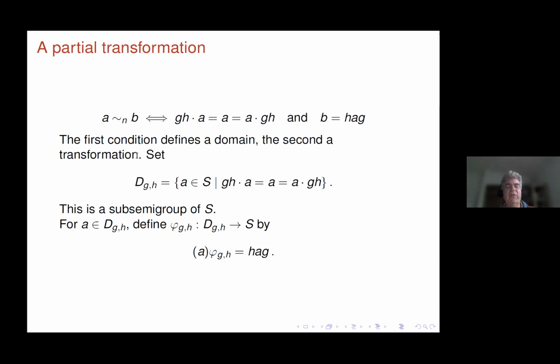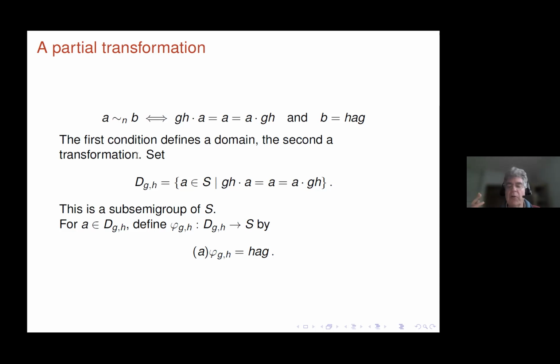So D for domain here, set D sub GH to be the set of all the elements that satisfy the first condition. So GHA is actually AGH. Now, it's not very difficult to show that this is in fact a subset, obviously a sub-semigroup, excuse me, of your semigroup. And then we define the transformation using the second condition for natural conjugacy. So phi sub GH from the domain to the semigroup is just defined by H times A times G.